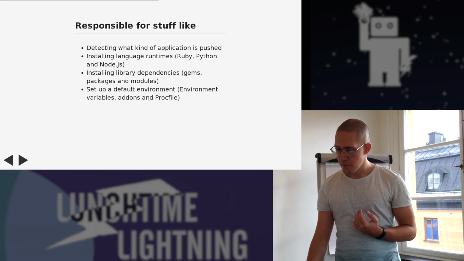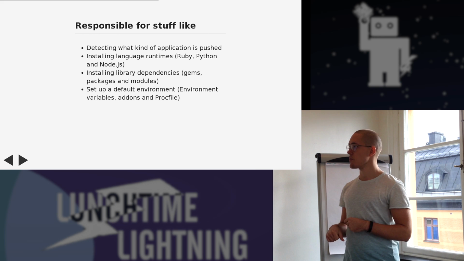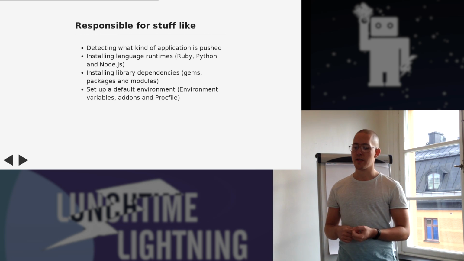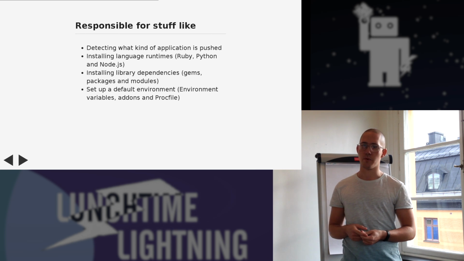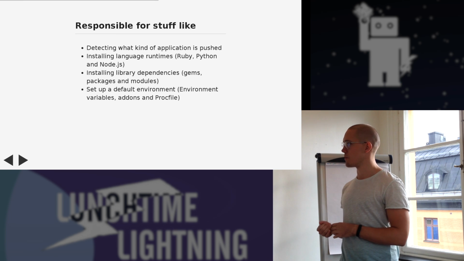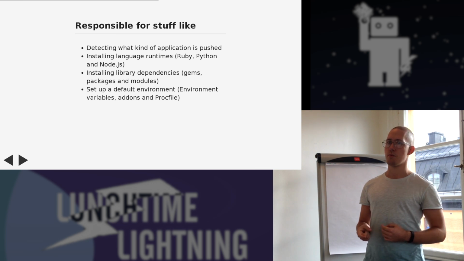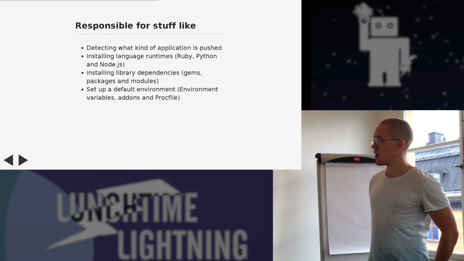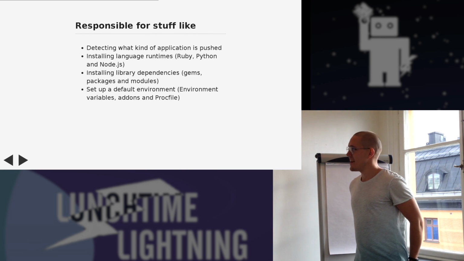So the buildpacks are responsible for stuff like, first of all, detecting what kind of application is pushed. For example, the Ruby buildpack will look at the Git repository and see if there's a Gemfile in the root. If there is, it will return a successful status code, so it will return 0. And then the slug compiler knows that, oh, we should use the Ruby buildpack. What it then continues to do is to install the language runtimes. So for Ruby, it obviously installs Ruby.